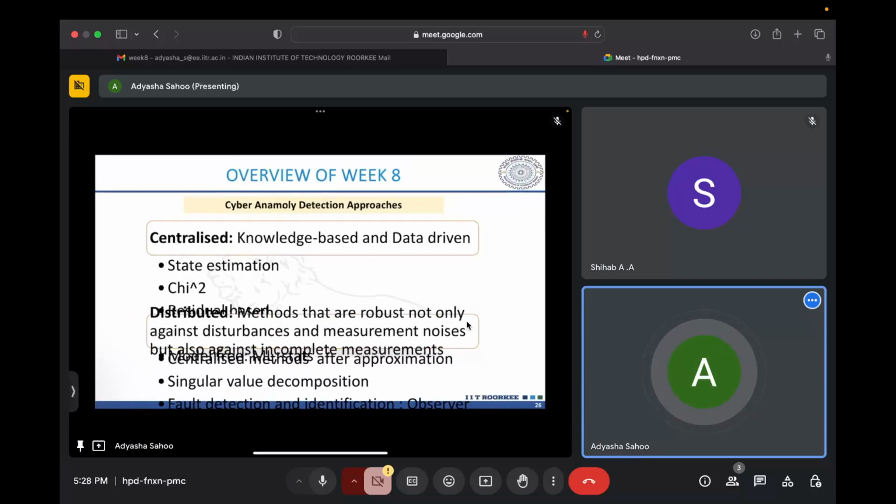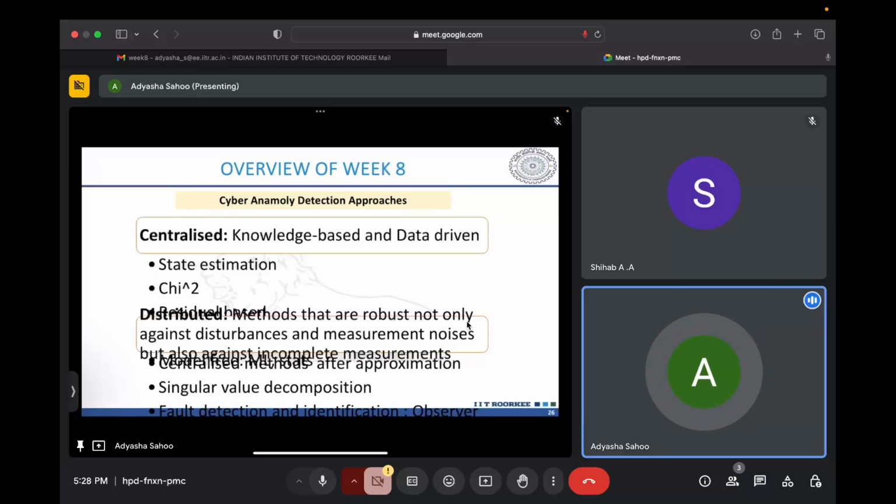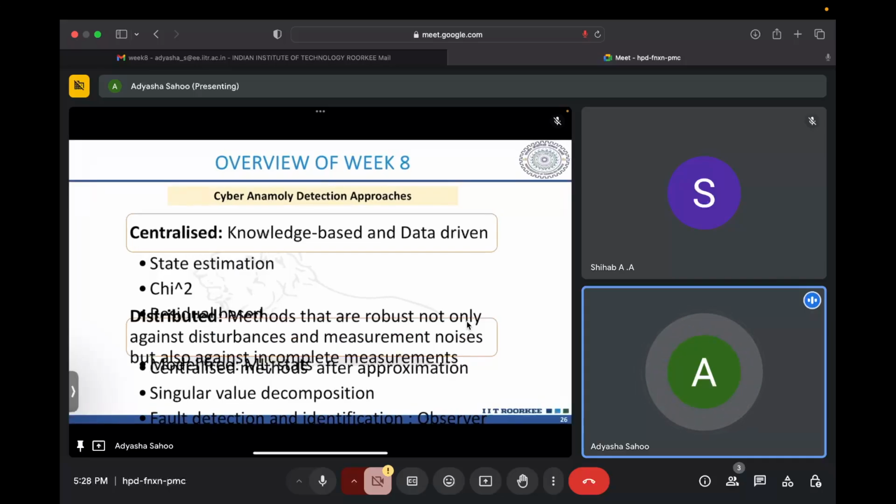Next are the types of cyber detection techniques. They can be centralized or they can be distributed. The distributed methods are robust to noise, and the centralized techniques include state estimation and chi-square estimation techniques.